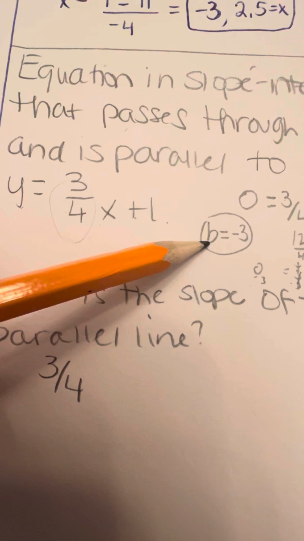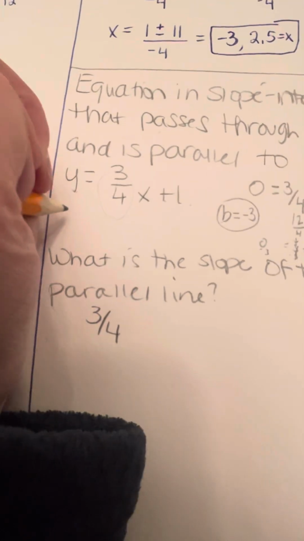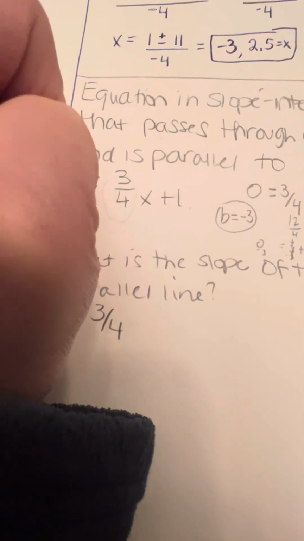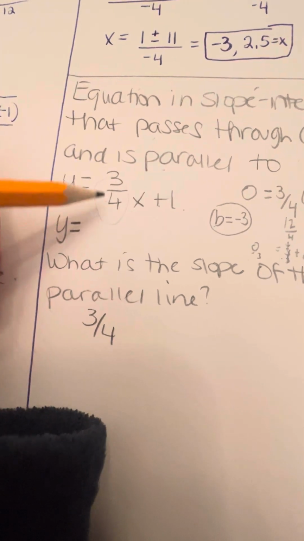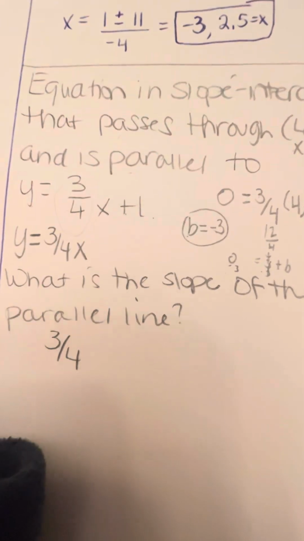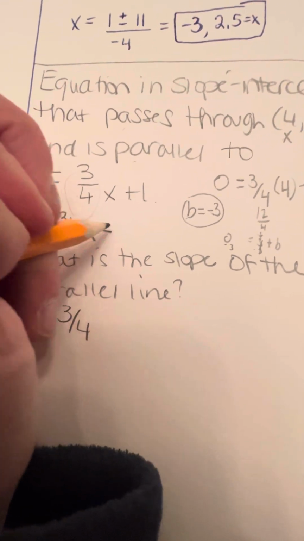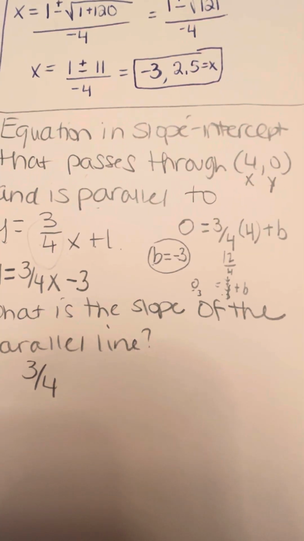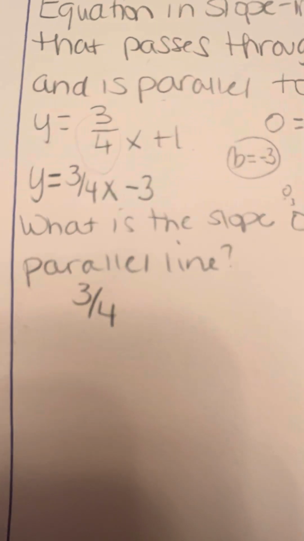Since my y-intercept is -3, my equation would be y equals, again, it's parallel, so it's got to have the same slope, 3/4 x, but then my b, or my y-intercept, is just going to be -3. So that answers that first question.